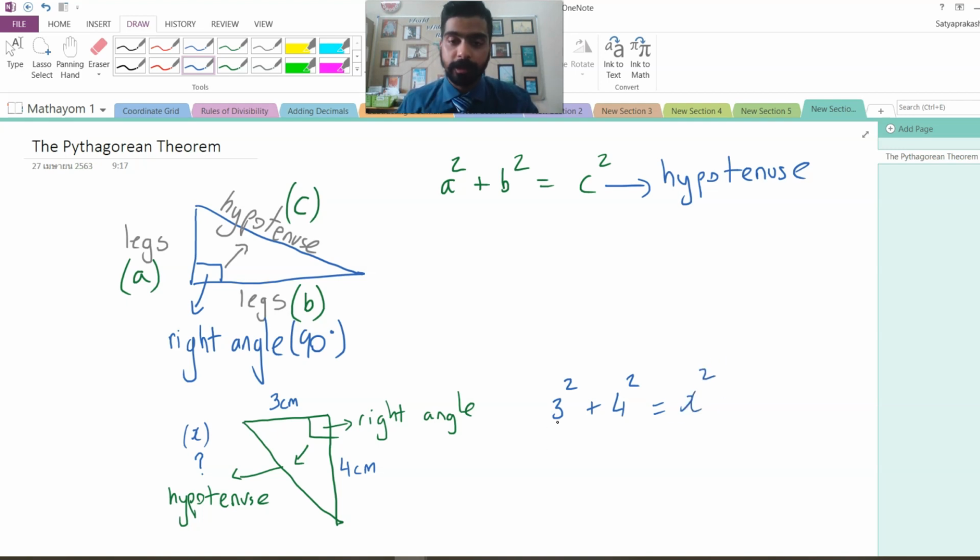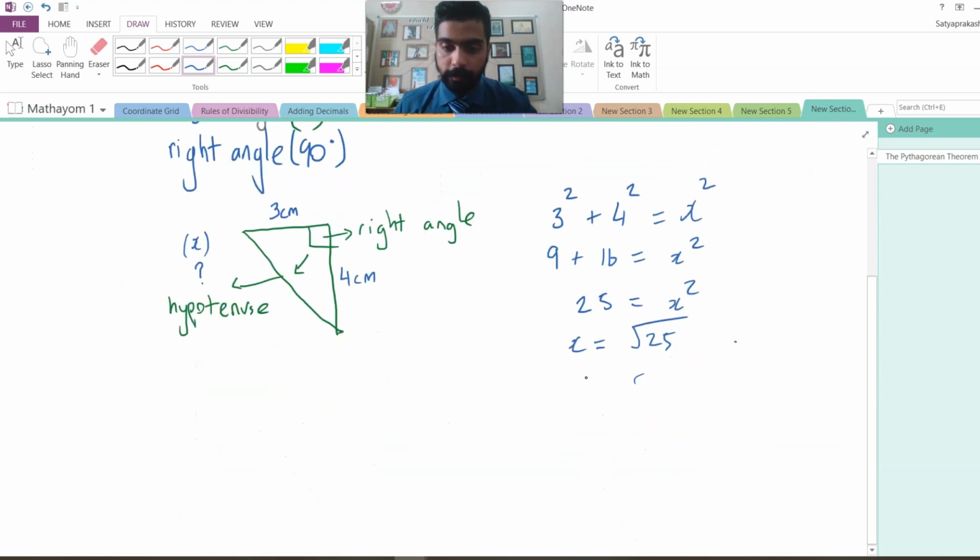Now let us break the square. 3 square will give us 9, plus 4 square will give us 16, and the sum of this is equal to the hypotenuse square. 9 plus 16 would give us 25. 25 is equal to x squared, and in order to find x, we must find the square root of 25, and we know that the square root of 25 is equal to 5. Therefore, the length of the hypotenuse would be equal to 5 cm.